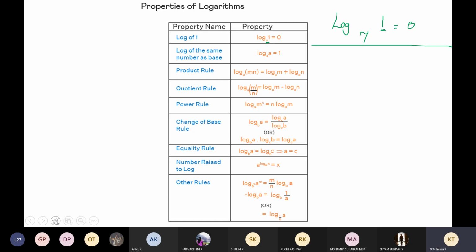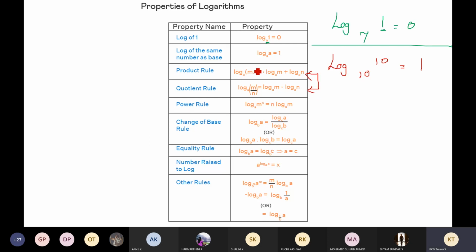Excellent. Now moving on to the next one. Log of 10 to the base of the same number will always be 1. Log of any number to the base of the same number is always 1. Why is that so? For example, 10 power 1 only will give you 10. Clear?